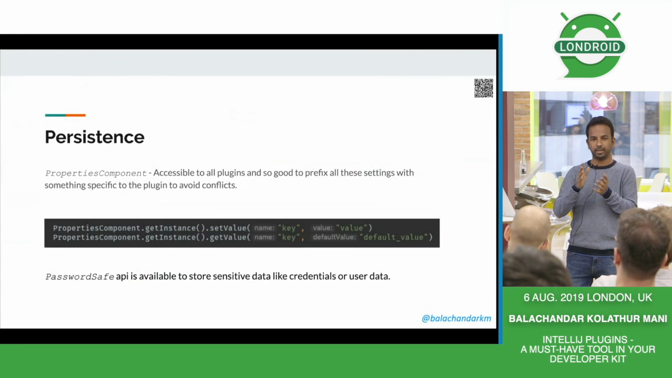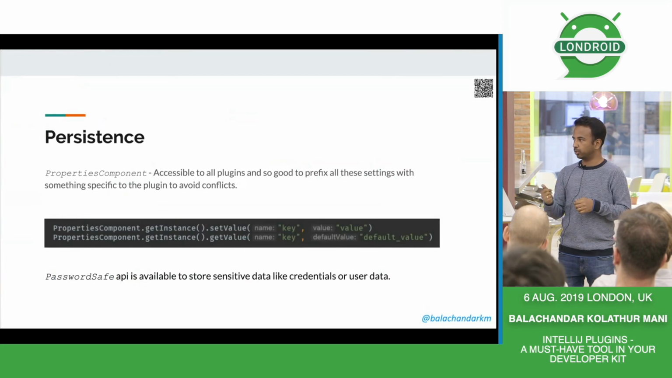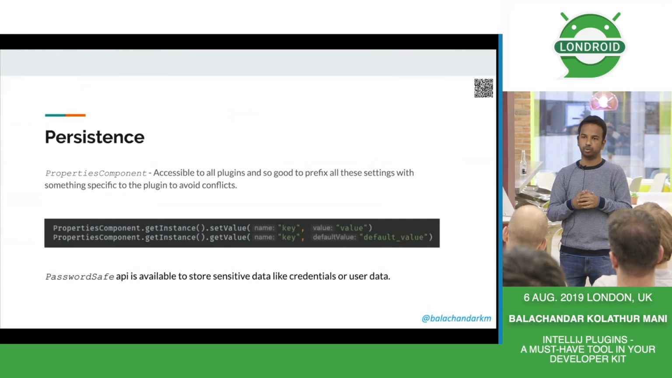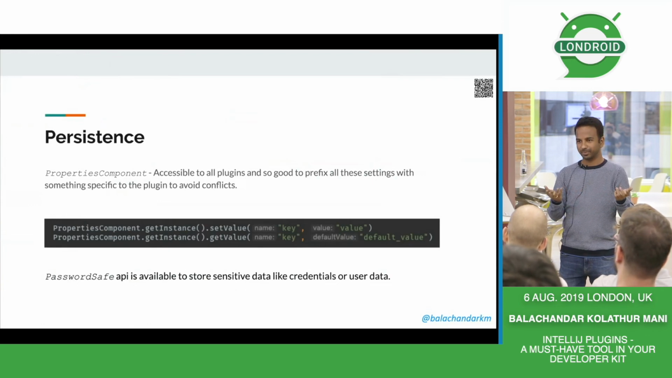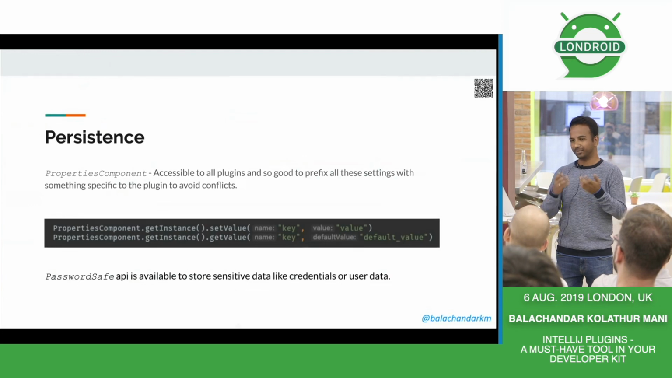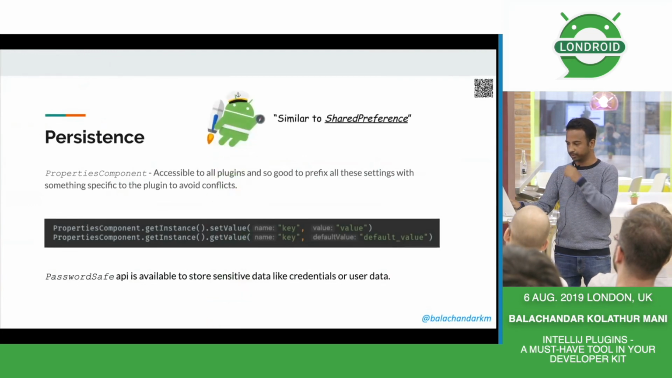So it's okay to put something that is not as sensitive, but if you want to store something like a username, password, or a token, we have another API called password safe API. So this is something you can explore to store secure data. If I want to draw a parallel to the Android universe, I guess you already know what it is. Can you take a guess? Yeah, of course, shared preferences. So it's very similar to shared preferences.